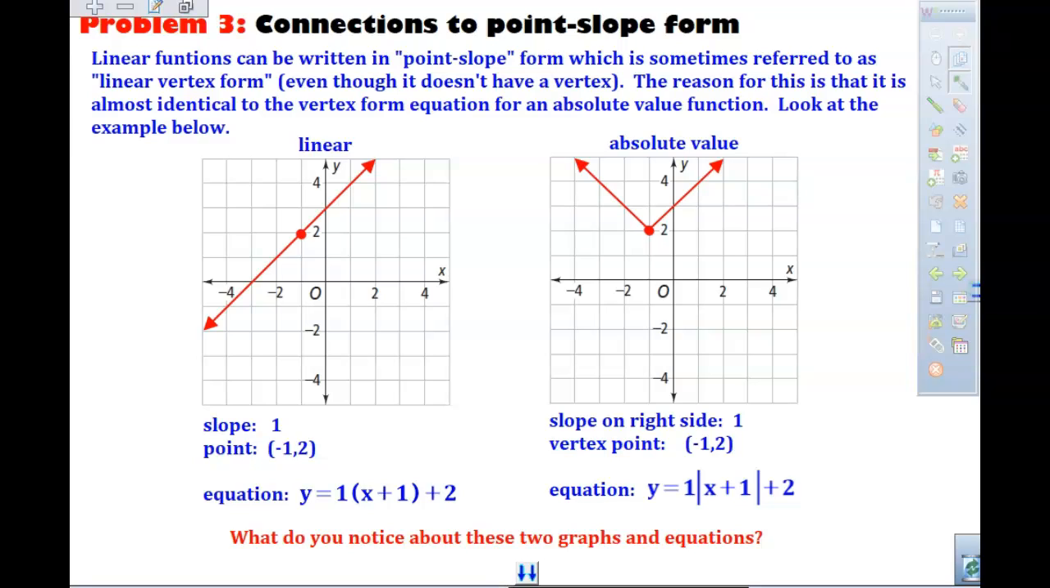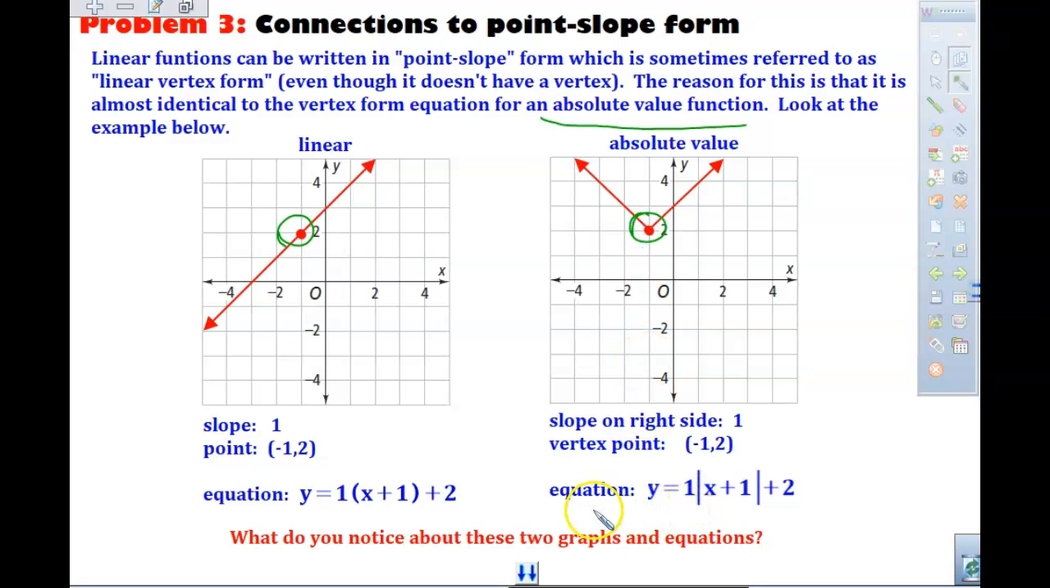So, the bottom of this page, as we look at this. It says linear functions can be written in point slope form, which is sometimes referred to as linear vertex form, even though it doesn't have a vertex. The reason is that it looks almost identical to the vertex form of absolute value. Here's our linear one, slope of 1, and they just picked a point, right? This is the point -1, 2. They wrote it this way. Notice this same point now is our vertex.